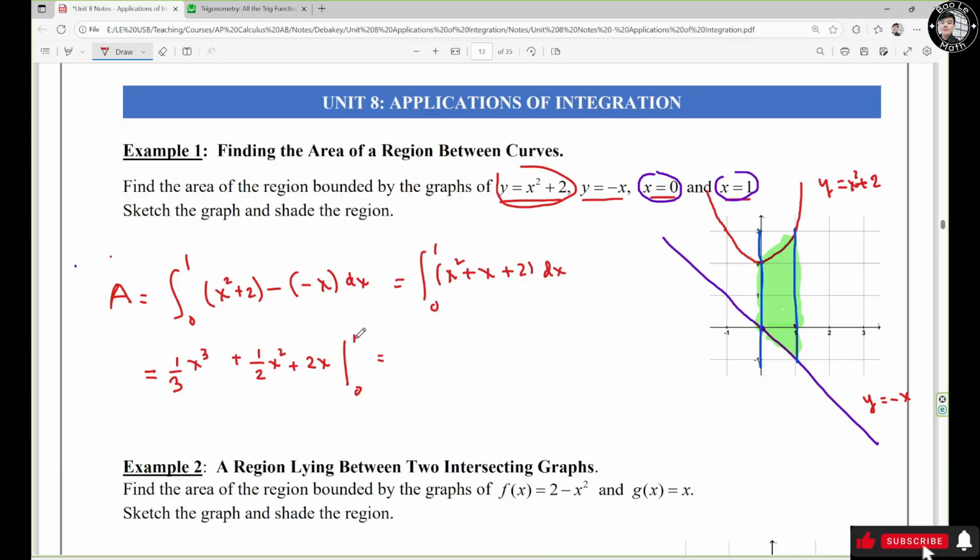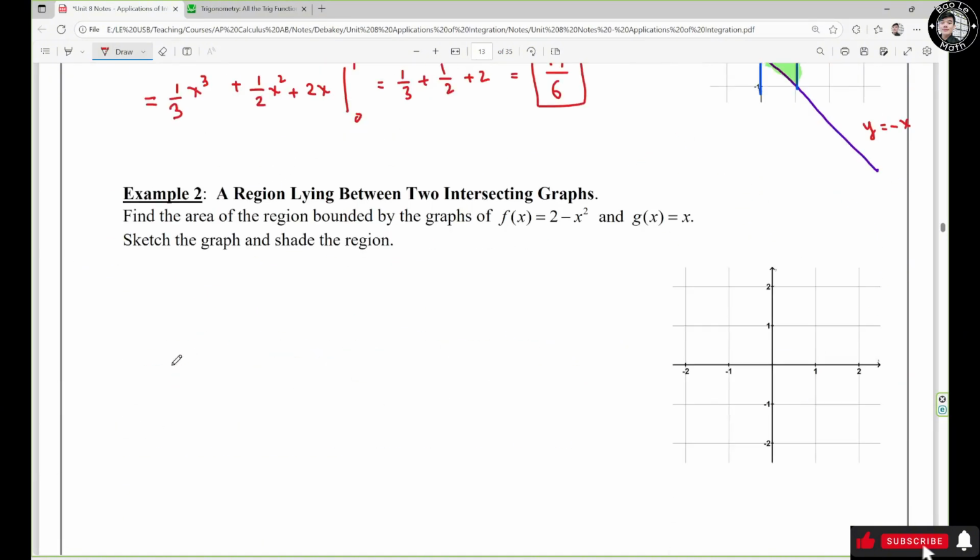Now substitute the upper bound right here. It's going to be 1/3 plus 1/2 plus 2. The lower bound is going to be 0, right? So this turns out to be 17/6. This one is the final answer. Alright, let's take a look at example number 2.